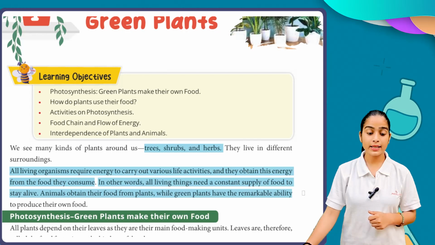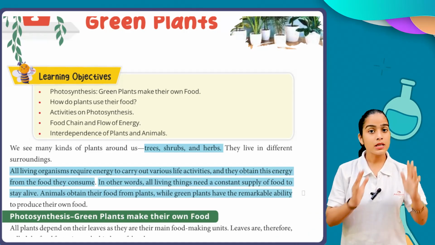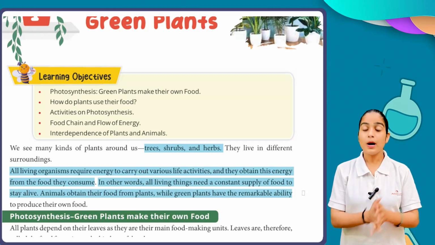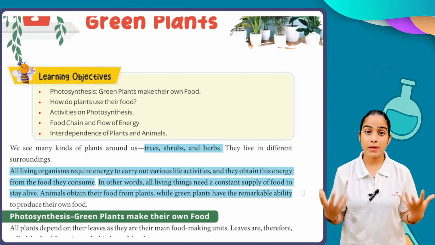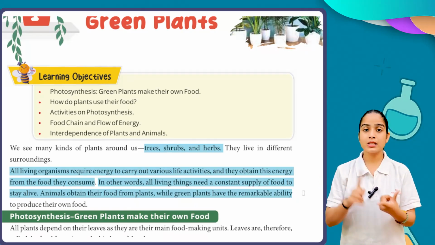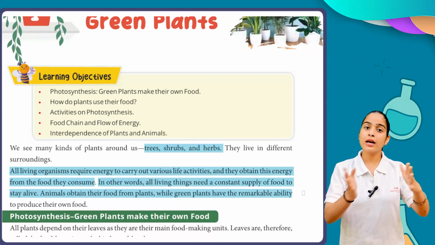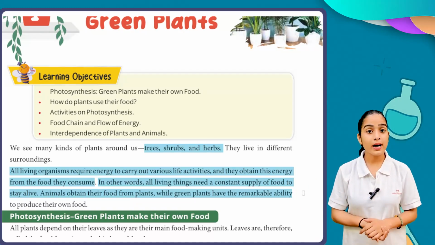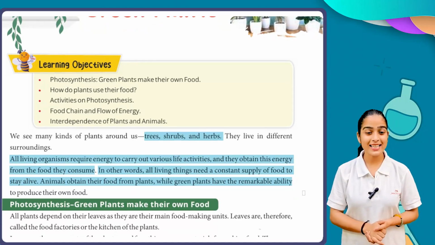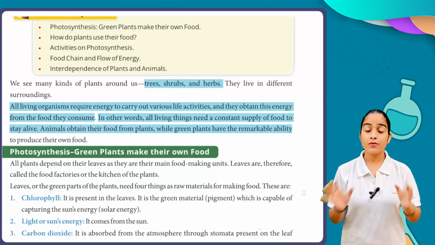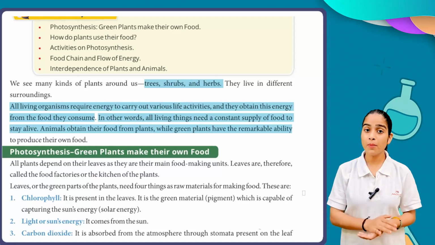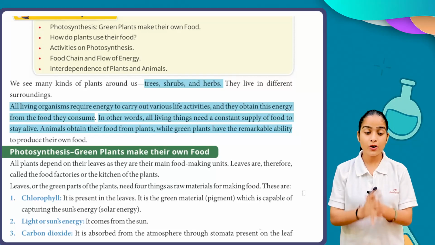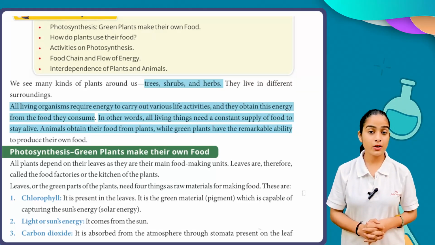So what we understand here, that all living organisms need food. So all of them have to arrange their food supply, right? So plants have an incredible ability. They can make their own food. But humans, insects, animals, they have to rely on plants. So first we have to understand how it is possible, how plants can make their food. So let's get started. Next we have the food formation process of the plants. That's called photosynthesis. Green plants make their own food.